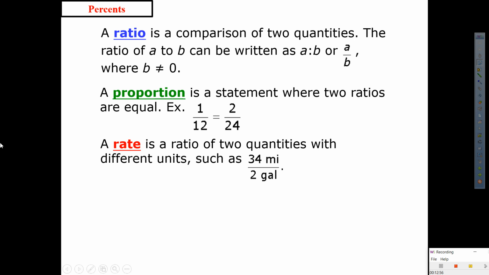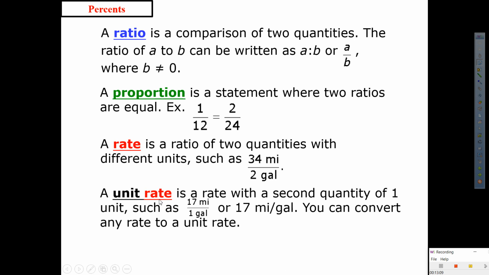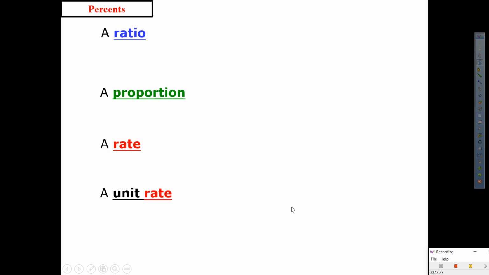Okay? Let's see. It says here 34 miles for 2 gallons. So if somebody was driving a big truck, it's only going to give you 17 miles per gallon. If I was to reduce it to a what? A unit rate. A rate is just 2 quantities, 1 fraction. Unit rate is reducing it to lowest terms. Are we there so far? All right. Tell your neighbor what a ratio is, a proportion, a rate, and a unit rate.